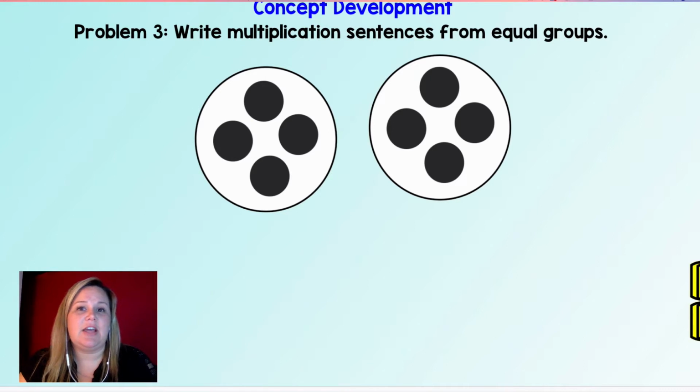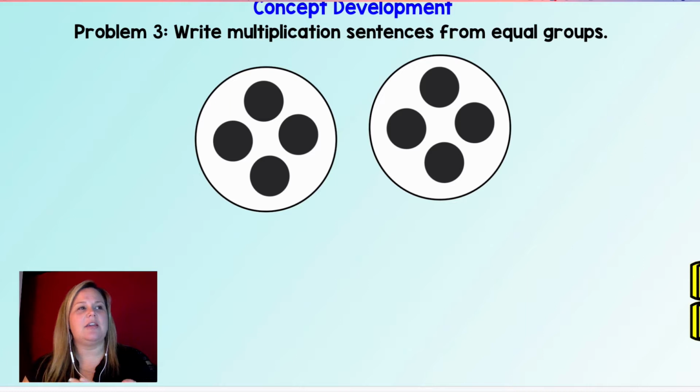Okay, so let's take a look at our third problem. Our third problem talks about writing multiplication sentences from equal groups. Remember, equal groups have to have the same number in each group. Take a look at the picture that I have on the screen. I want you to think about, are these groups equal? Think about if they are or if they're not, and explain why. Just a quick thought in your mind.